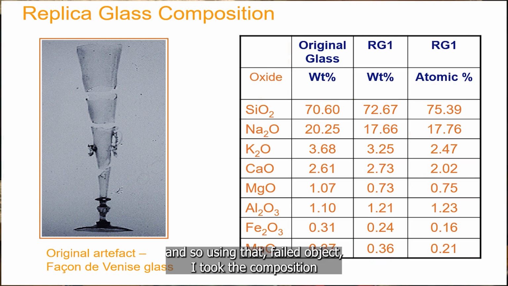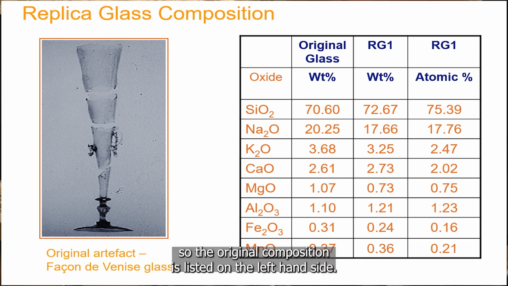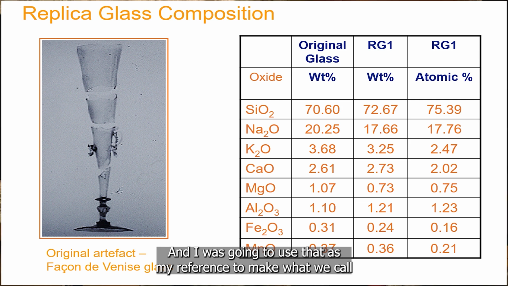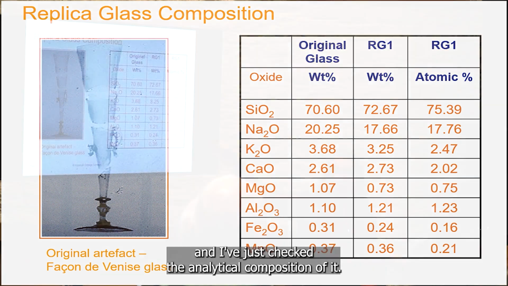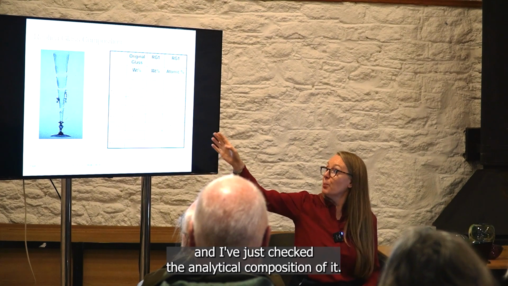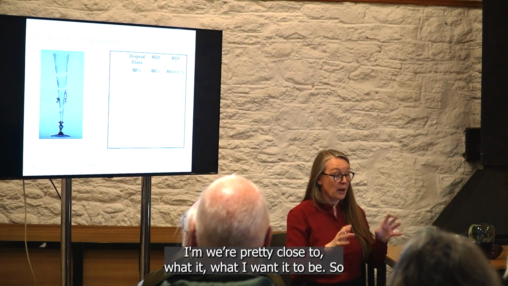And so using that failed object, I took the composition of the failed object that we can see here, this Façon de Venise glass. So the original composition is listed in the left-hand side. So we can see that there's a high soda content. And I was going to use that as my reference to make what we call replica glass 1, RG1 there. So that's already, I've made some RG1 and I've just checked the analytical composition of it, and we're pretty close to what I want it to be.